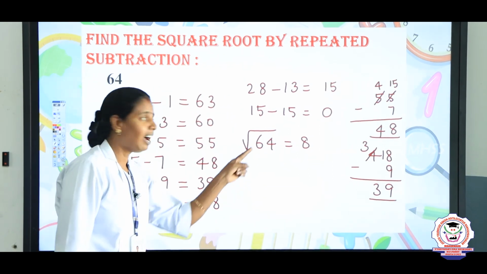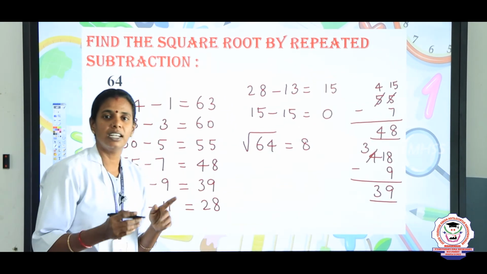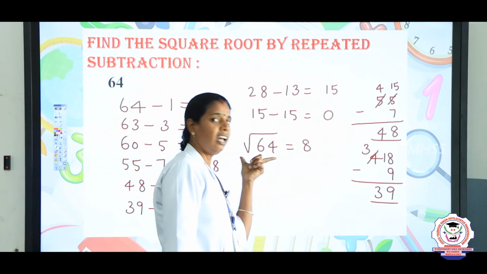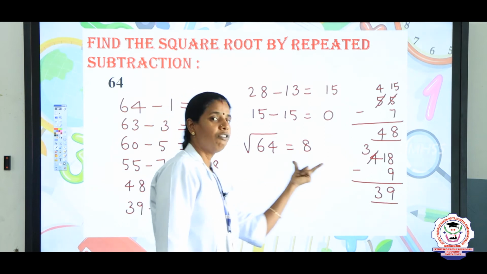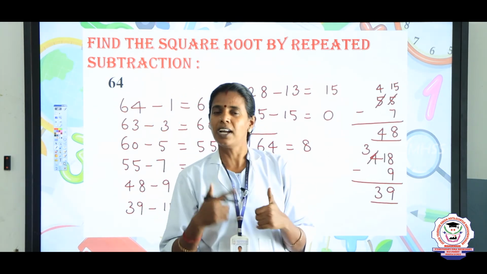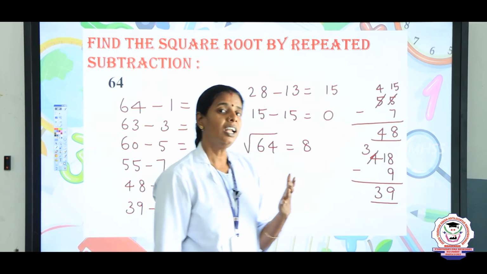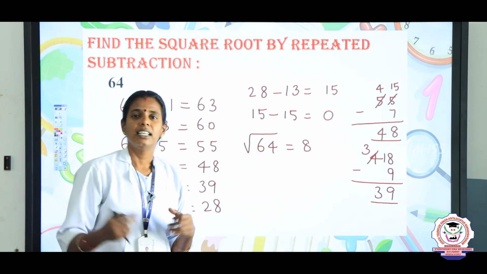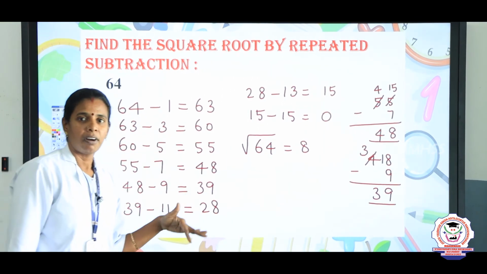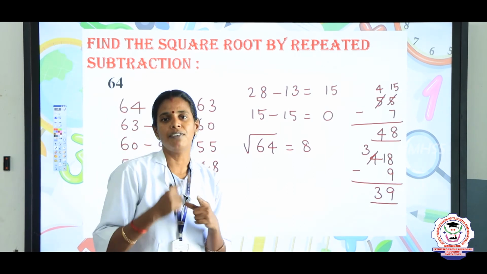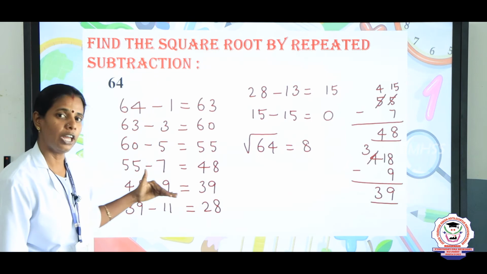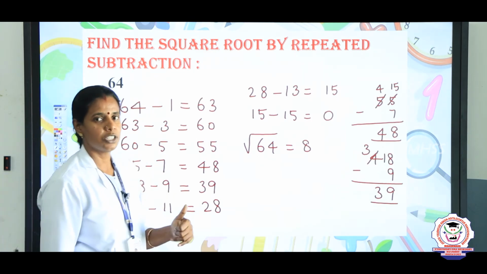So we know that the square of 8 is nothing but 8 into 8. 8 8s are what? 64. That is, the square root of 64 is 8. Is it clear, children? For small numbers, repeated subtraction is possible to find the square root. If the number of digits increases, that is 3 digit, 4 digit or 5 digit numbers, it will take time, right? For that we use the prime factorization method. Okay. Next we are going to learn how to find the square root using the prime factorization method.